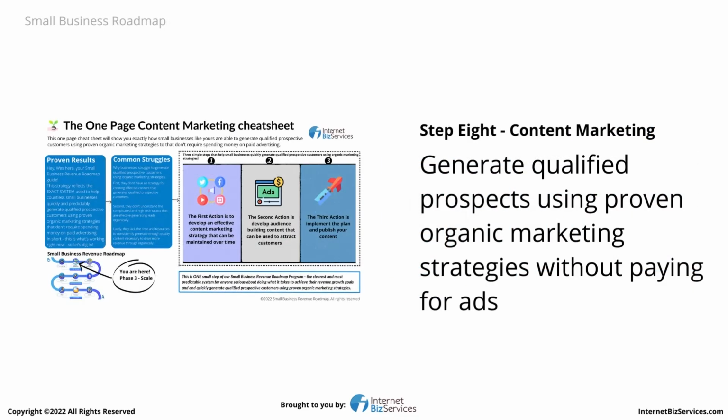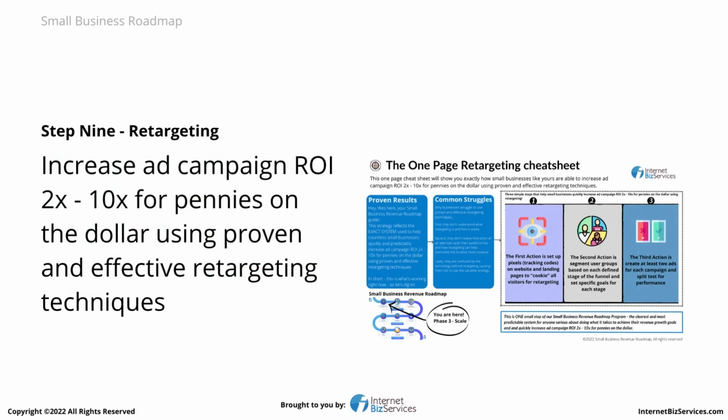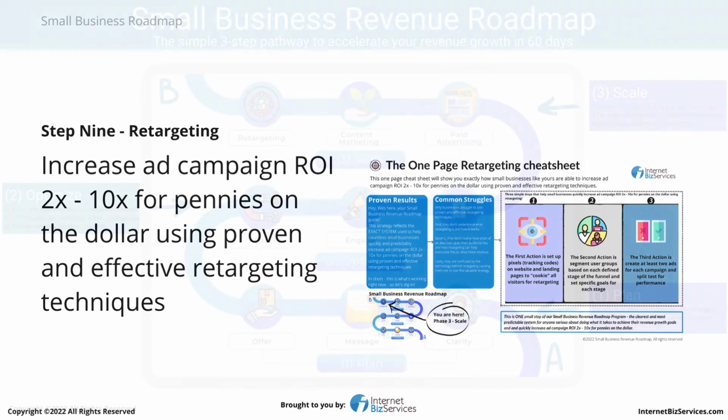The 8th step is content marketing. And this is where we generate qualified prospects using proven organic marketing strategies without having to pay for ads. The last and final step of the entire process is retargeting. And this is where we increase the return on the ad campaigns that we've done and the investments that we've made, for pennies on the dollar, using proven and effective retargeting techniques.